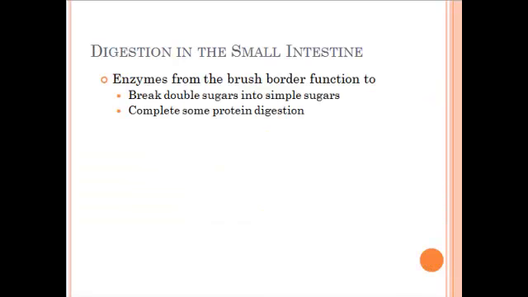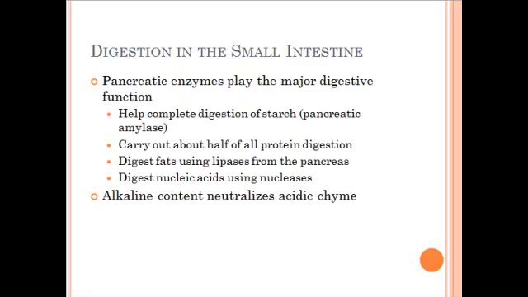So now we've left the pylorus, and we're into the small intestine. We started as food, we became bolus, then went to chyme, and now we're in the small intestine. We're going to finish our digestion here. We've talked about the enzymes in the small intestine, the brush border enzymes that do protein digestion and also the breakdown of simple sugars. The brush border enzymes are produced by the cells of the small intestine. The other enzymes come from the pancreas, and they carry out a lot of digestion as well.